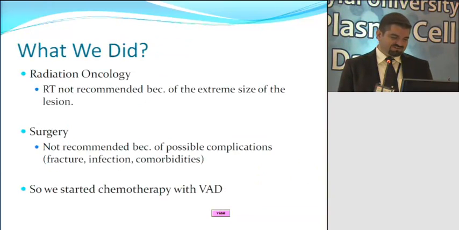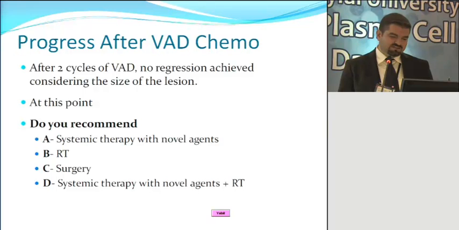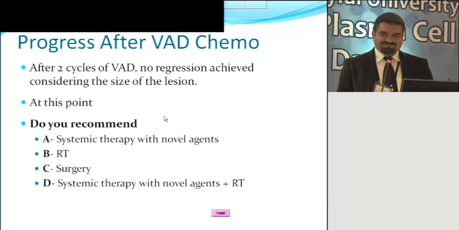Yeah. What we did, we consulted with radiation oncologists. RT not recommended because of the extreme size of the lesion. And we consulted with surgery, not recommended because of possible complications, fracture, infection, comorbidities. So we started chemotherapy with VAD again because of the governmental issues. After 2 cycles of VAD, no regression achieved considering the size of the lesion. At this point, what would you recommend? Please vote.